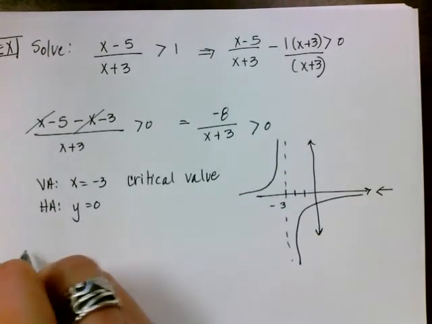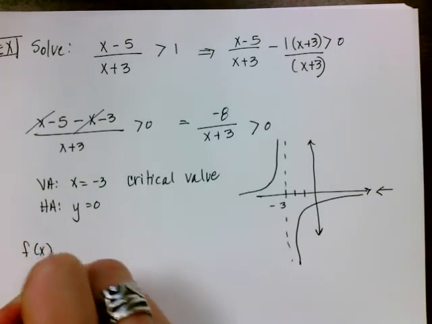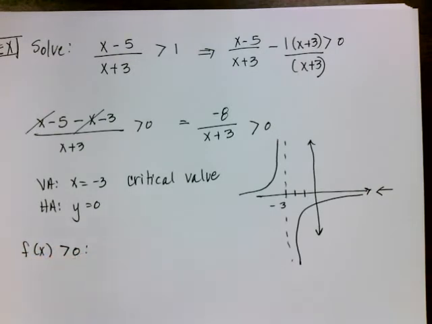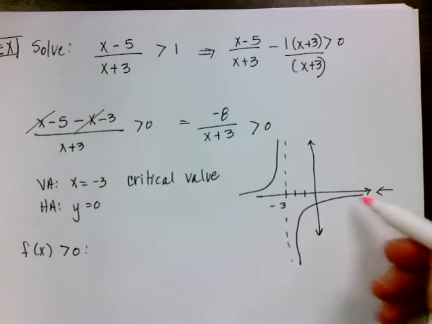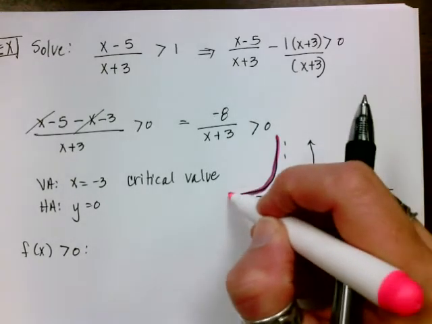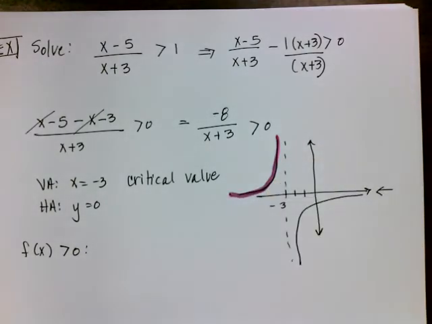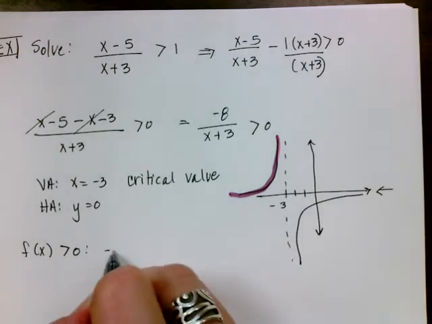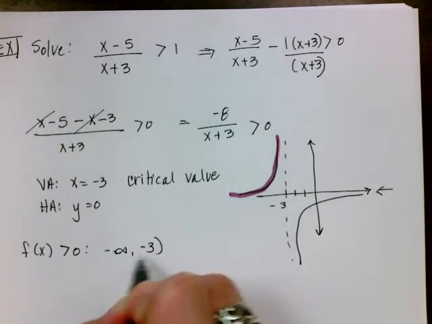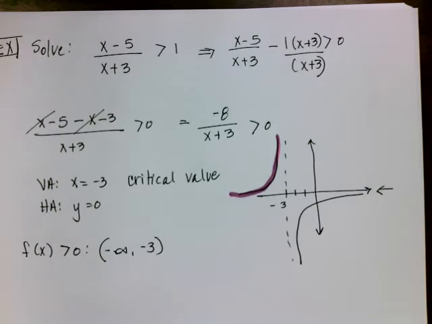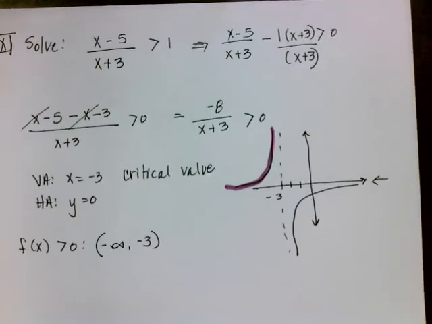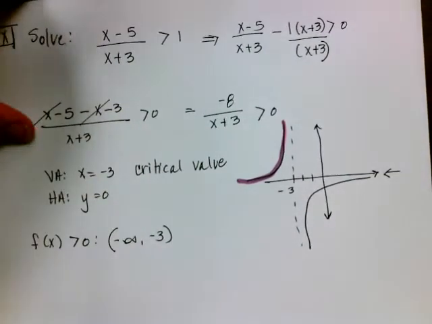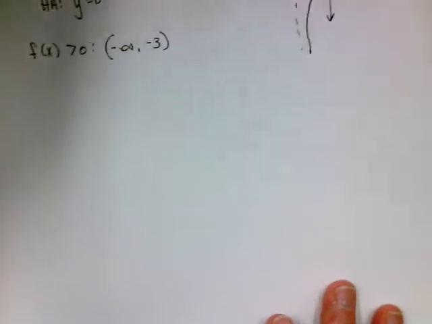So my inequality said, when is the function greater than 0? Well, if I look at my graph, it's greater than 0 up there. So my solution would be from negative infinity to negative 3, not included. And that is my solution. Okay? Alrighty, let's do one more problem, and that's a little bit more entertaining.